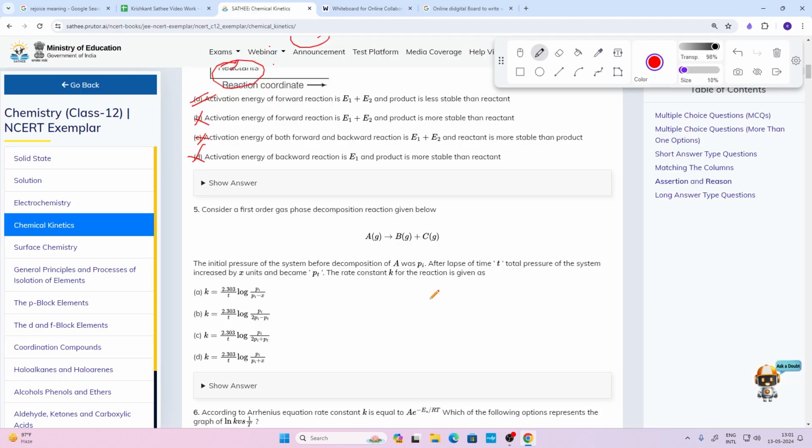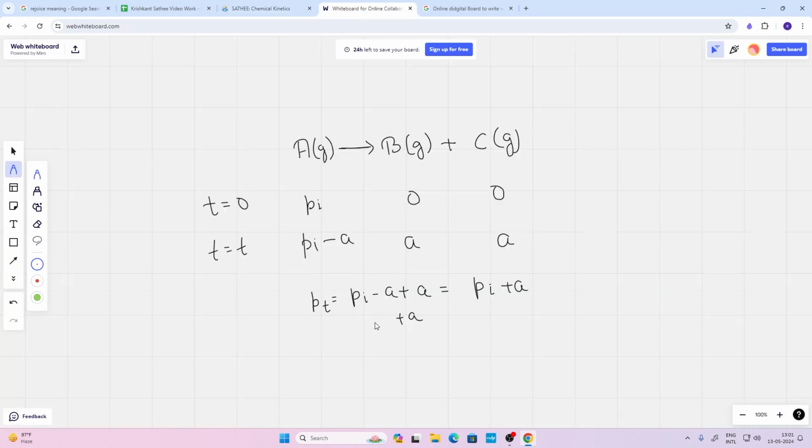Okay, and it is said that the difference between the initial pressure and the final pressure is X because it is totally increased by X. So we can say that P final, or I am writing it as P total, because the final pressure is P total only. So P total minus P initial is given X. Okay, so PT minus Pi is also equals to A. So therefore A is equals to X basically.